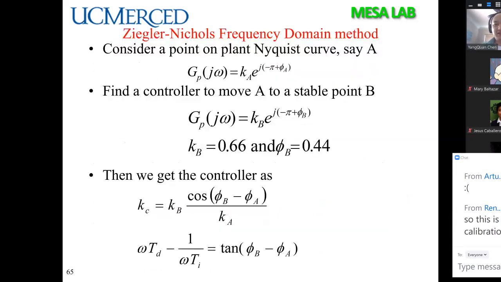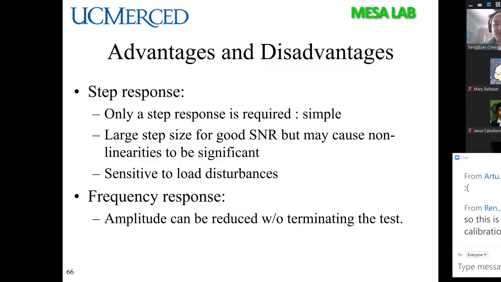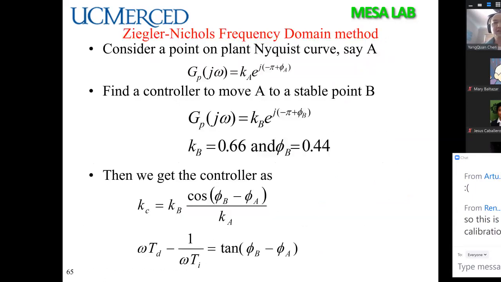If you have a Ziegler-Nichols frequency domain method, I'm not sure this is appropriate. So basically, you want to talk about the Nyquist curve. So usually the Nyquist curve looks like this, okay? So you have a point A. Then you have a controller, which basically moves A to B, okay? If you know A, if you know B. B is where I want to be. A is where I start from. So how to move A to B, it is through a controller, okay?